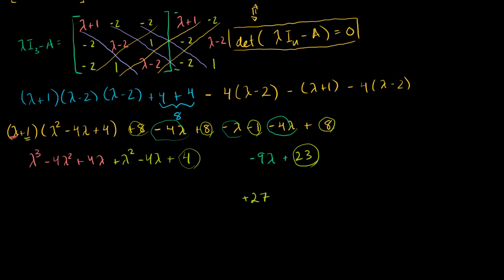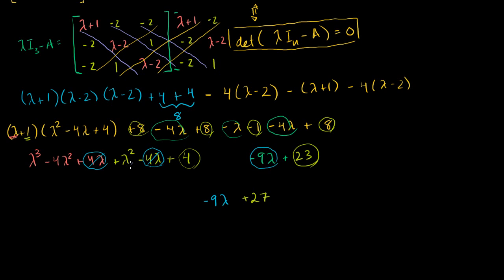And then what are all of our lambda terms? We have a minus 9 lambda. And then we have a minus 9 lambda, we have a plus 4 lambda, and then we have a minus 4 lambda. So these two cancel out. So I just have a minus 9 lambda. And then what are my lambda squared terms? I have a plus lambda squared, and I have a minus 4 lambda squared. So if you add those two, that's going to be minus 3 lambda squared.